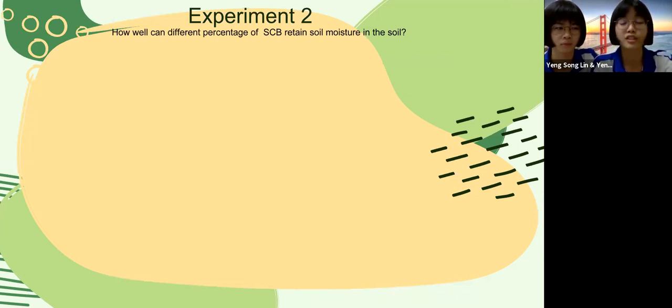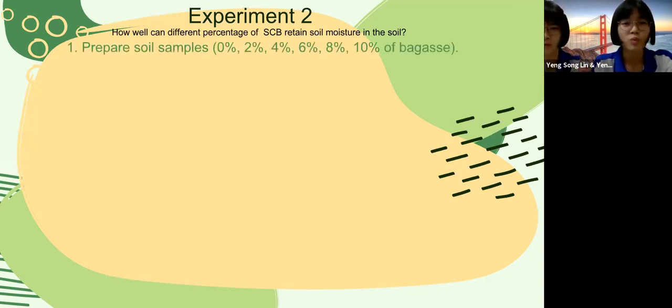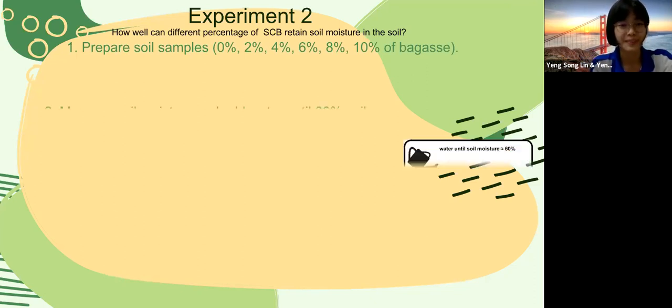Now, moving on to the second experiment, we want to know how well different percentages of sugarcane bagasse can maintain the soil moisture under 2 conditions, which are the normal condition and the extreme condition. So, we prepare the soil samples for 0, 2, 4, 6, 8, and 10% of sugarcane bagasse, meaning that we prepare 6 pots of soil and bagasse soil mixture, and we prepare 2 sets of this. So in total, we have 12 sets of soil and bagasse mixture.